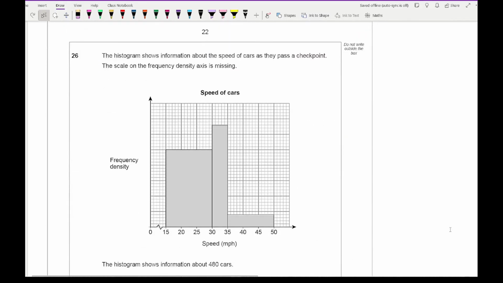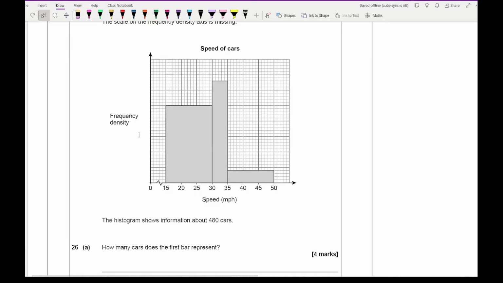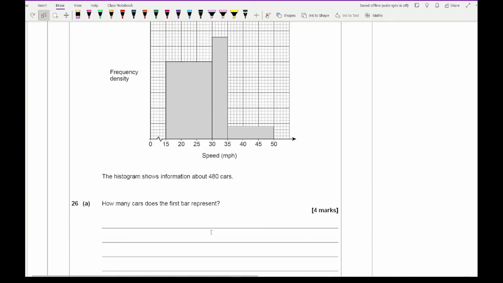For question 26, it says that the histogram shows information about the speed of cars as they pass a checkpoint. The scale of the frequency density axis is missing. The histogram shows information of around about 480 cars. How many cars does the first bar represent?